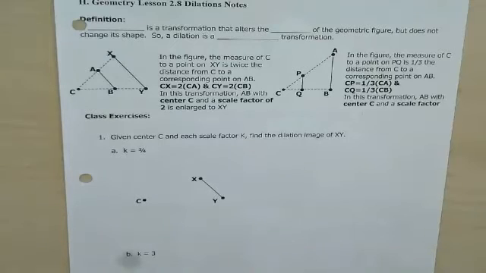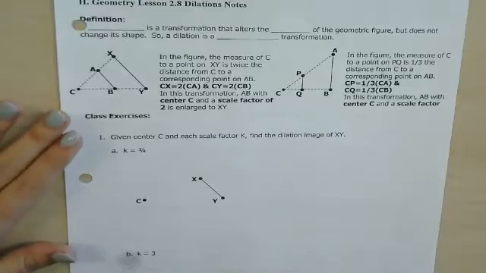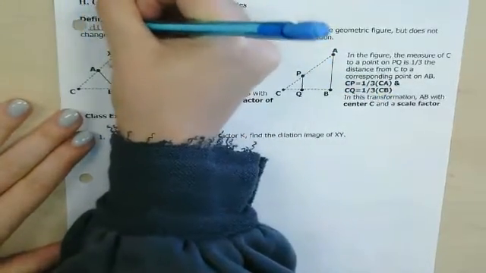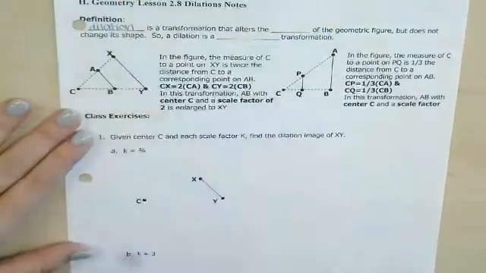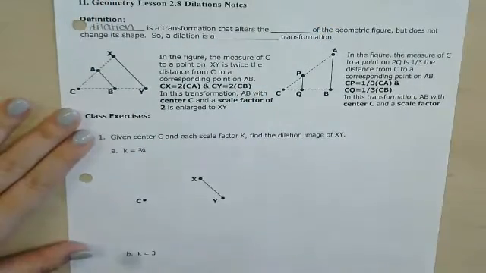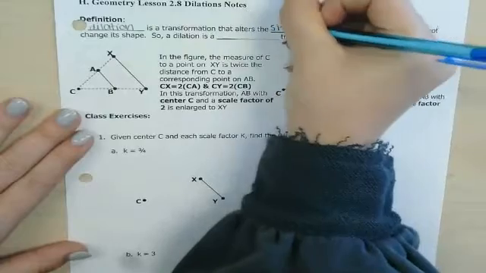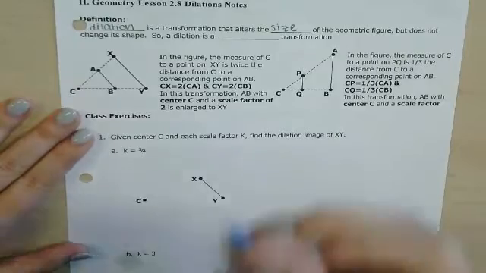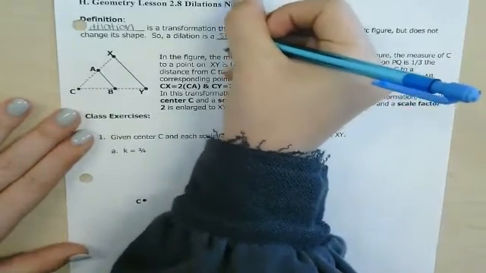All right, so today we are talking about dilation, which remember is the one where things get bigger or smaller. It's the same shape, just bigger or smaller. So in our definition, we're going to put that a dilation is a transformation that alters the size of the geometric figure, but does not change its shape. So a dilation is going to show similarity.